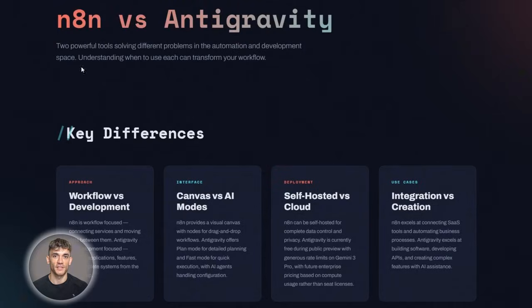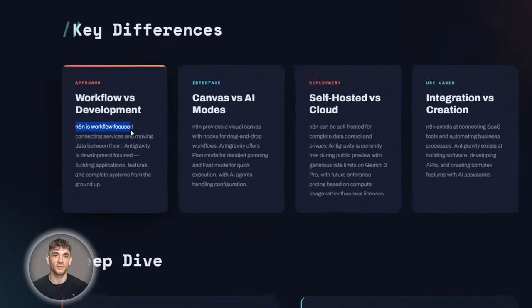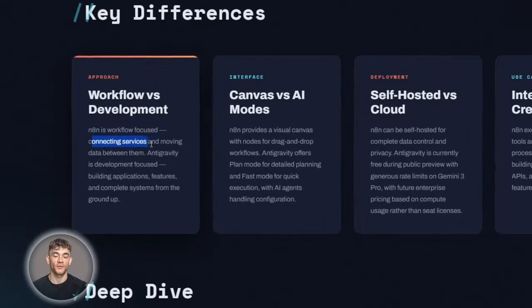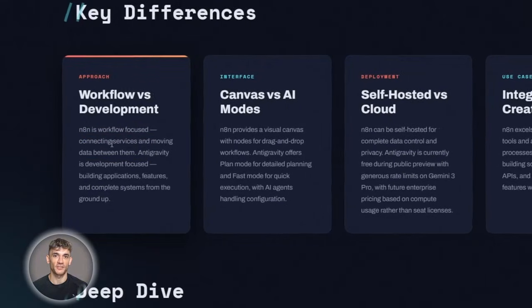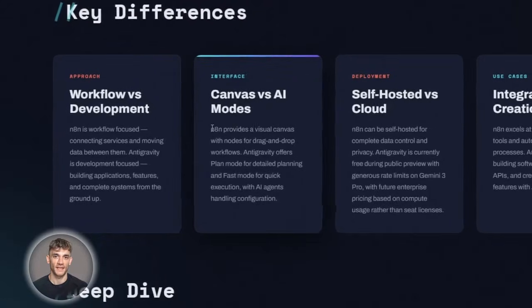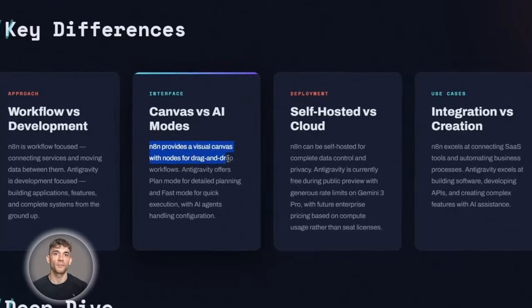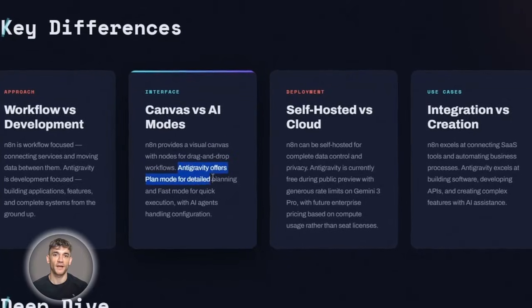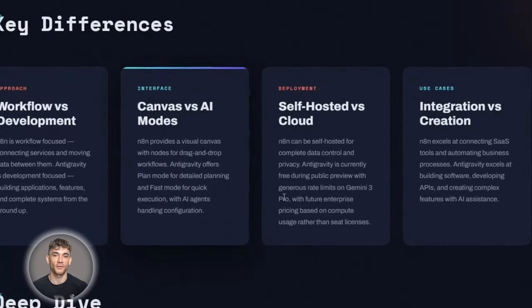Let's break down some key differences. First, the approach. n8n is workflow focused. You're connecting services and moving data between them. Anti-gravity is development focused. You're building applications, features, and complete systems. Second, the interface. n8n gives you a visual canvas with nodes. Anti-gravity gives you plan mode for detailed planning and fast mode for quick execution. The agents handle configuration.